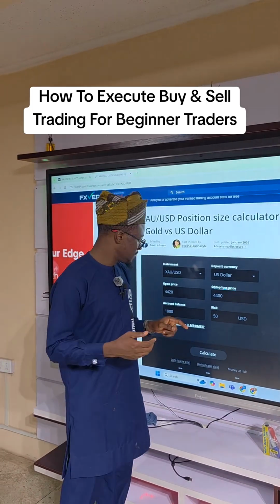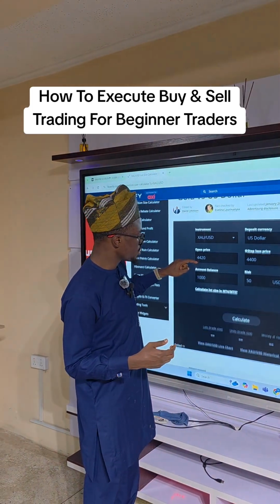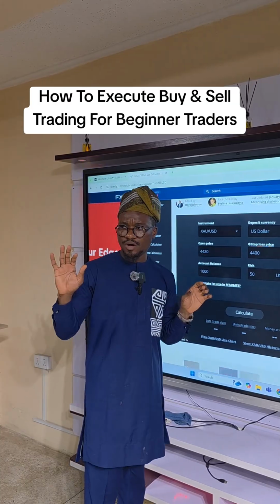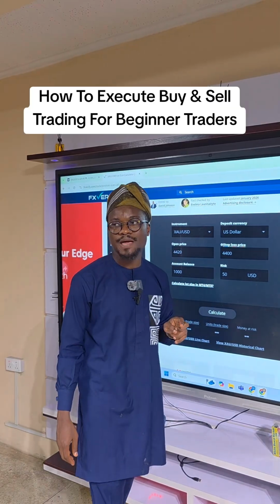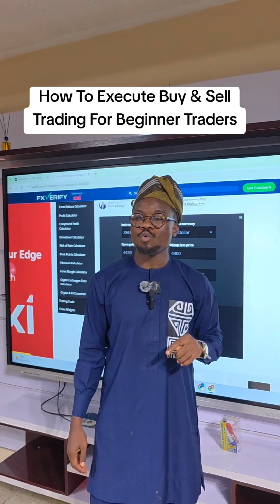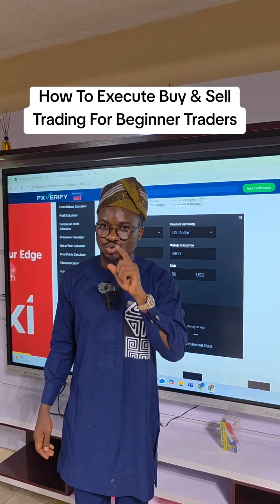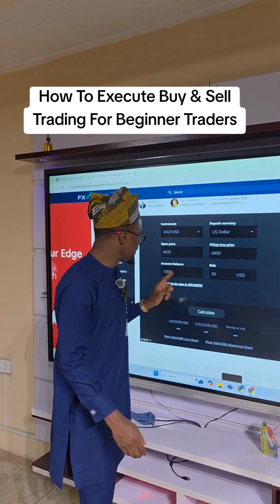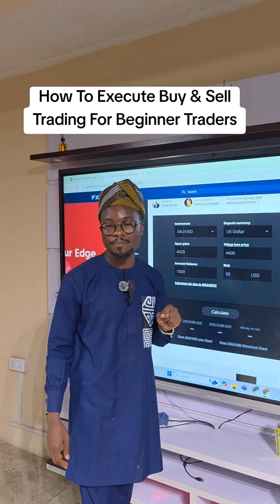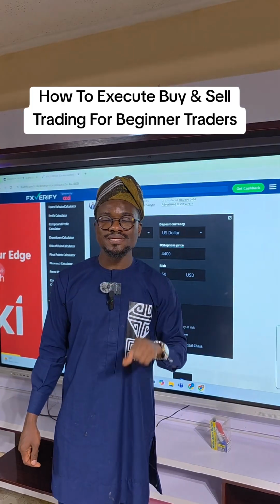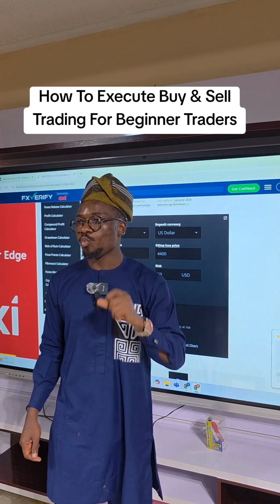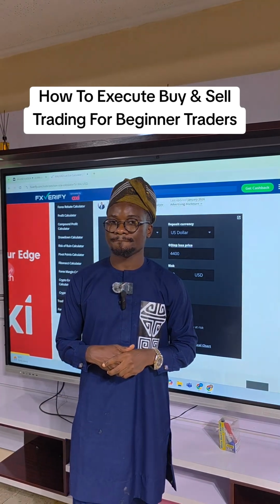So $50. Then you scroll all the way up. Before you calculate, you have to click on calculate lot size in MT4 or MT5. Why is that so? You need to do that because the standard unit of measurement on gold is different from forex. Who can tell me the standard unit for one lot size in forex?